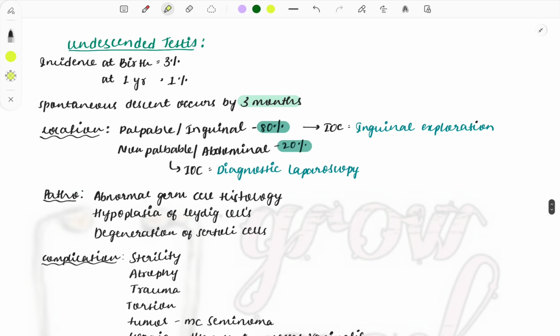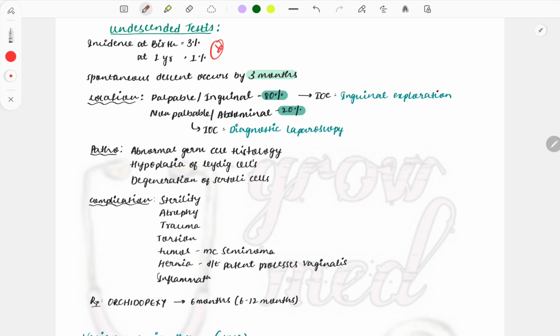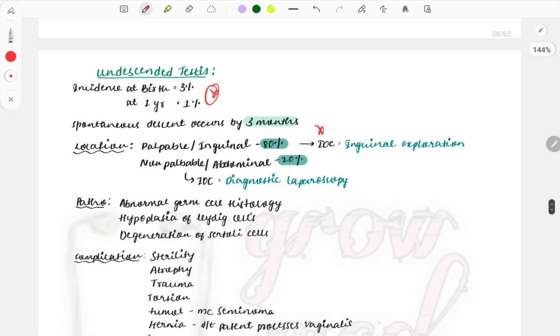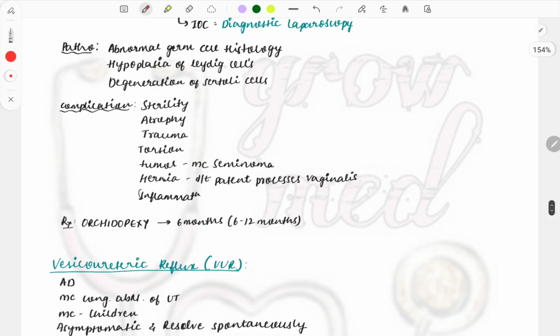So for undescended testes, incidence at birth, these are not important, don't look at these things much. Spontaneous descent occurs by 3 months, and location, palpable, non palpable, whether it is present in the inguinal region or the abdominal region, these are also not that important for the exam.